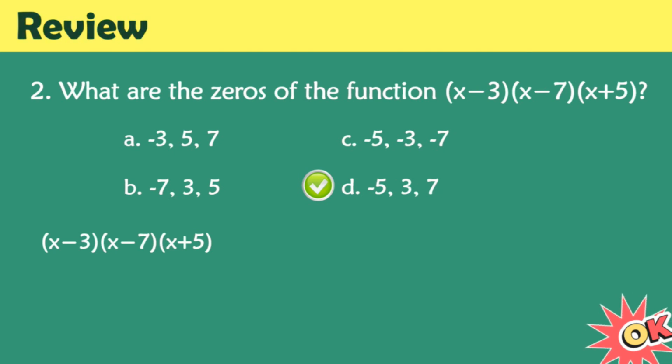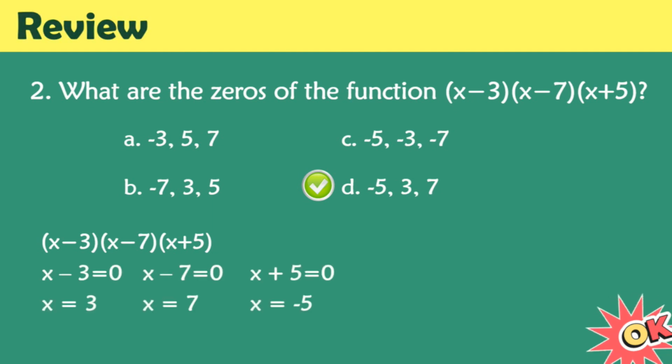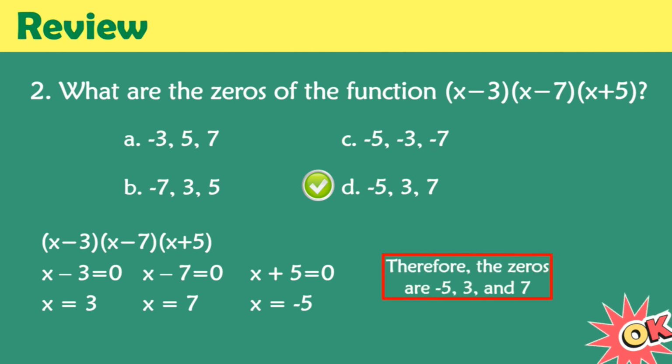The quantity of x minus 3 times the quantity of x minus 7 times the quantity of x plus 5, equate them to 0, and we get our zeros. X is equal to 3, x is equal to 7, x is equal to negative 5. Therefore, the zeros are negative 5, 3, and 7.